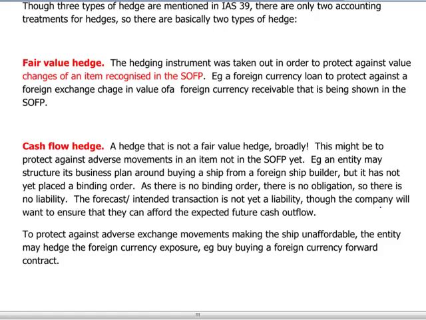A cash flow hedge is everything else. If you want a very short definition, it is one that is not a fair value hedge. So the hedged item which we are trying to protect is not yet in our statement of financial position. For instance, let's assume you are a jeweler and you want to buy diamonds in the future, and you are worried that diamond prices will go up and you want to ensure that you can afford to buy them in the future. What you can do is buy a foreign currency forward contract, for instance, which is a derivative.